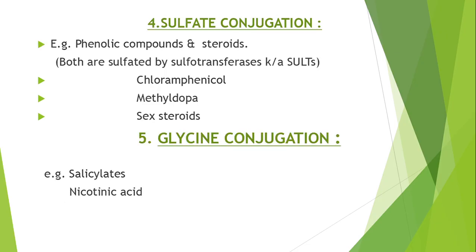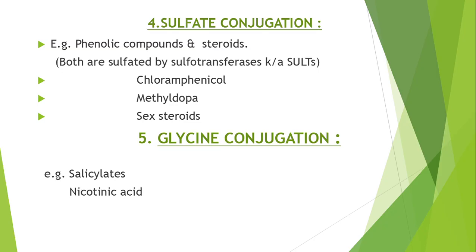Then sulfate conjugation. Phenolic compounds and steroids undergo sulfate conjugation. Both are sulfated by sulfotransferases known as SULTs. For example, chloramphenicol, methyldopa, and sex steroids also undergo sulfate conjugation. Then glycine conjugation. Examples are salicylates, nicotinic acid, etc.